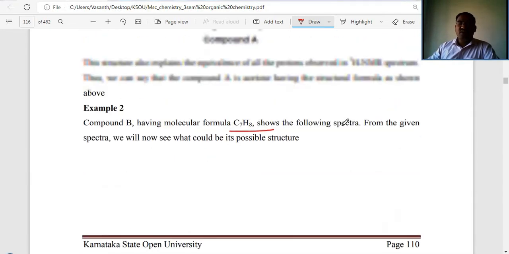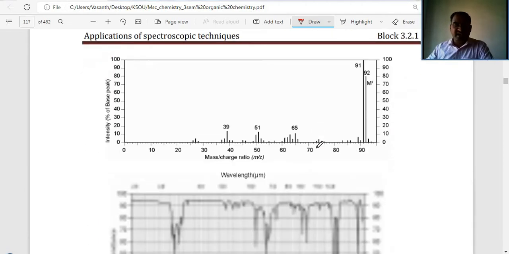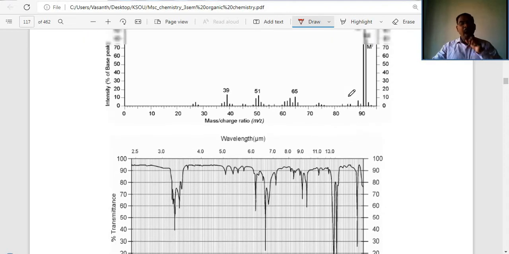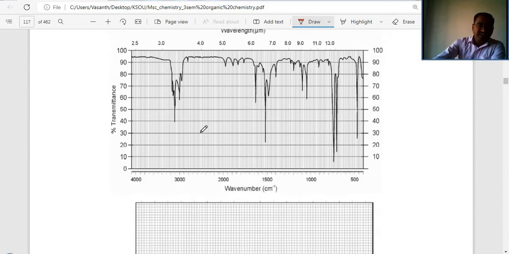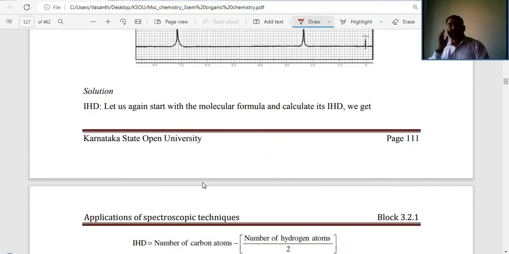This is the structure of C7H8. This is wavelength versus intensity. This is percent transmittance. Here, what is IHD, the index of hydrogen deficiency.